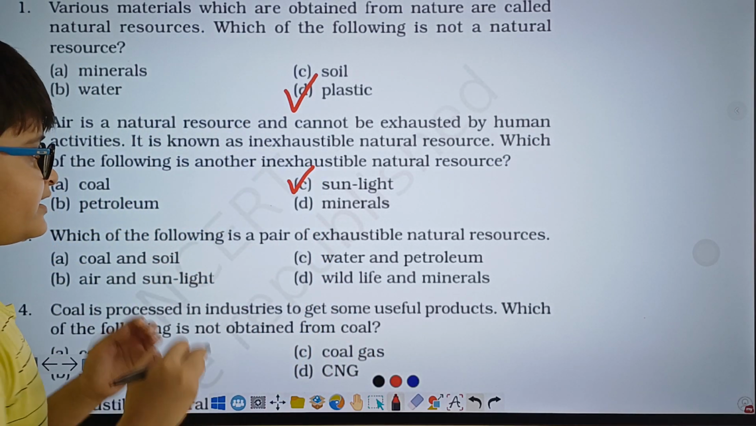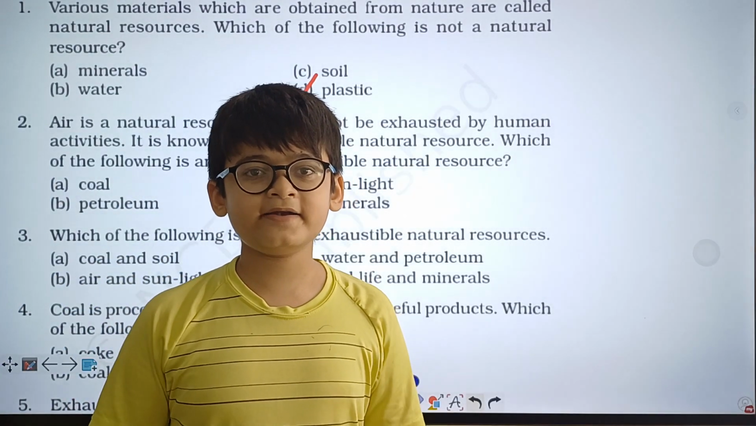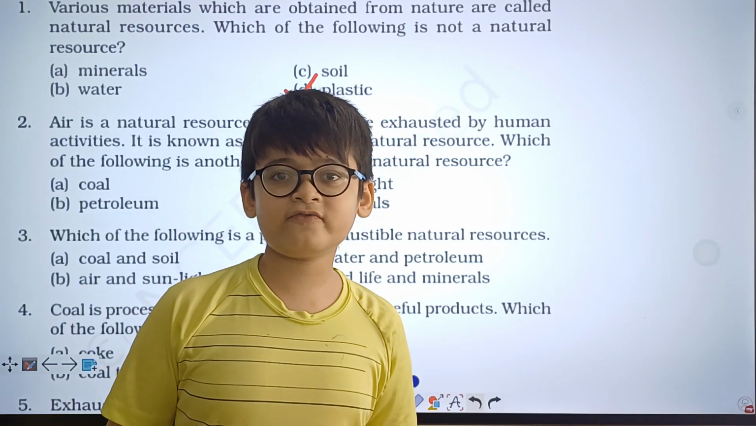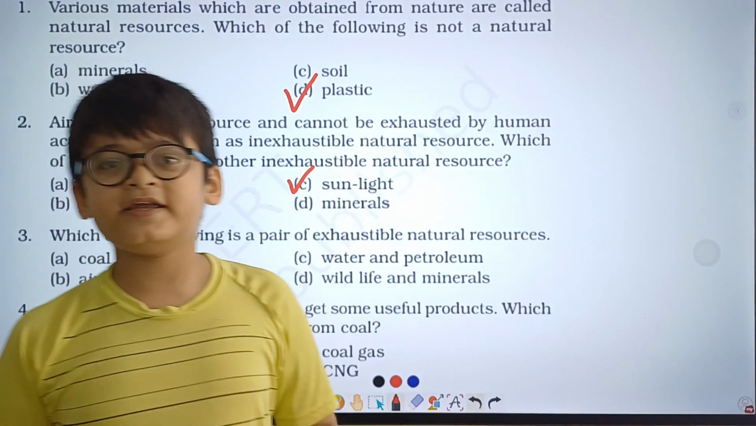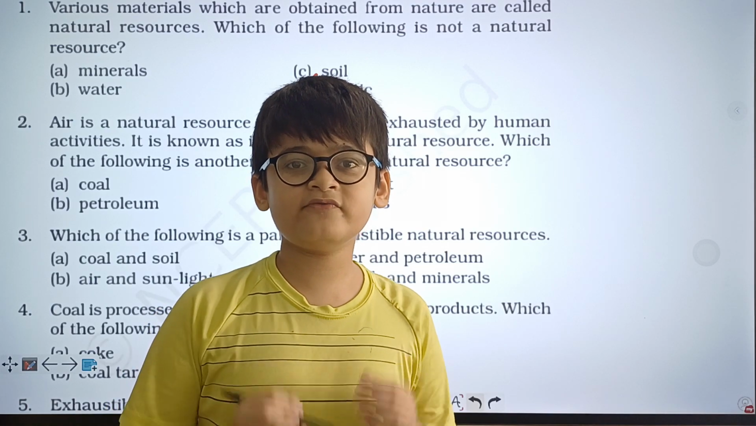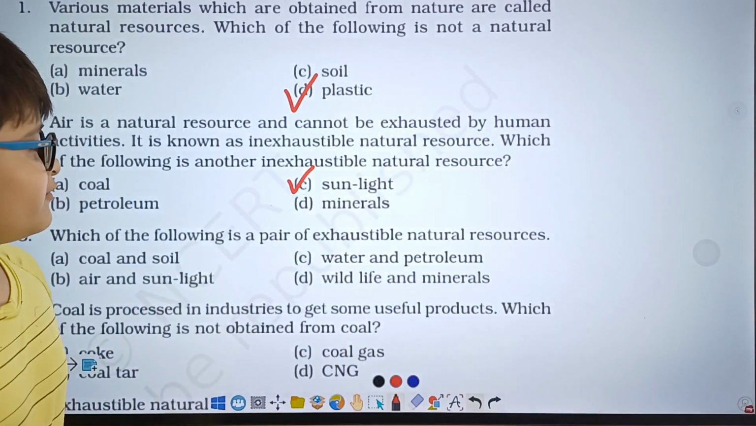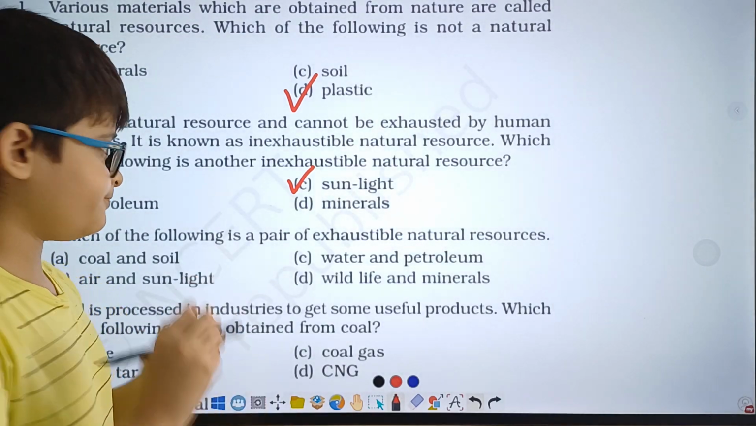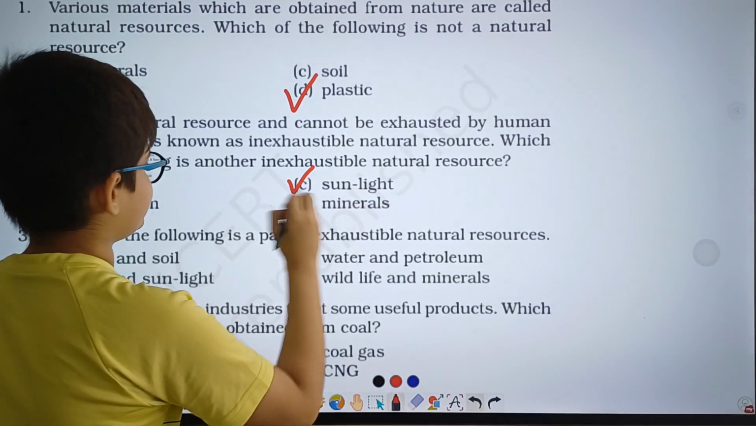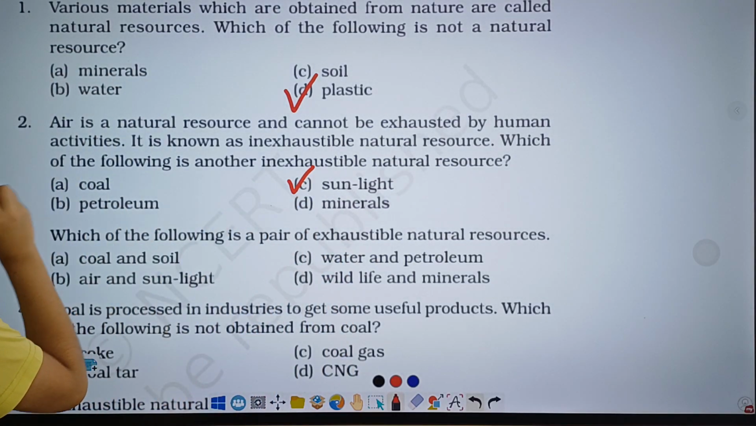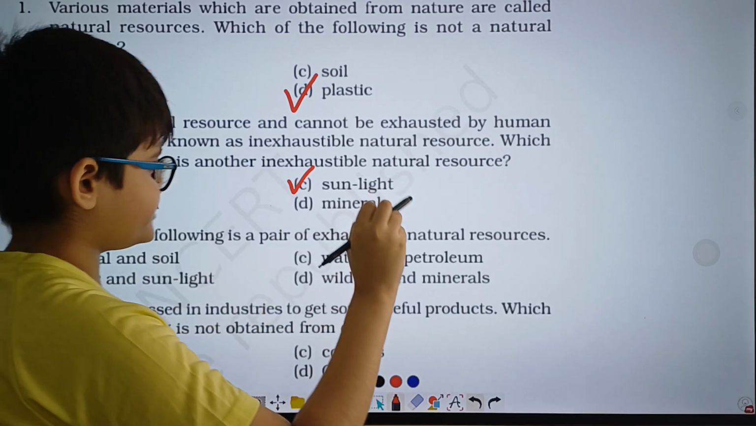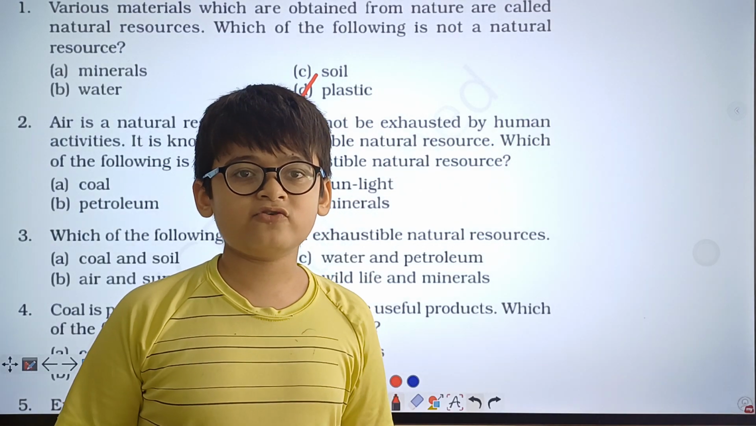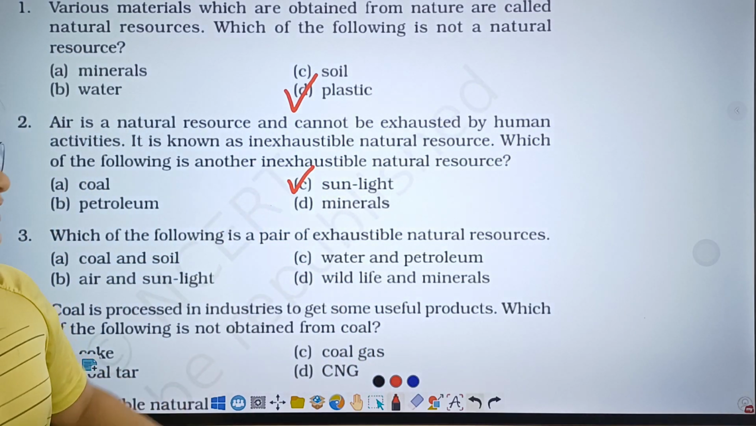The reason why it is sunlight is simple. Because sunlight is an inexhaustible resource, meaning that it is either in infinite quantity or it is renewed very quickly. And in the case of sunlight, it is of infinite quantity. Sunlight cannot run out. Hence it is an inexhaustible natural resource. Whereas minerals, petroleum and coal, all of these are exhaustible resources because they are present in a limited quantity in nature and can be run out by human activities. Whereas sunlight cannot.